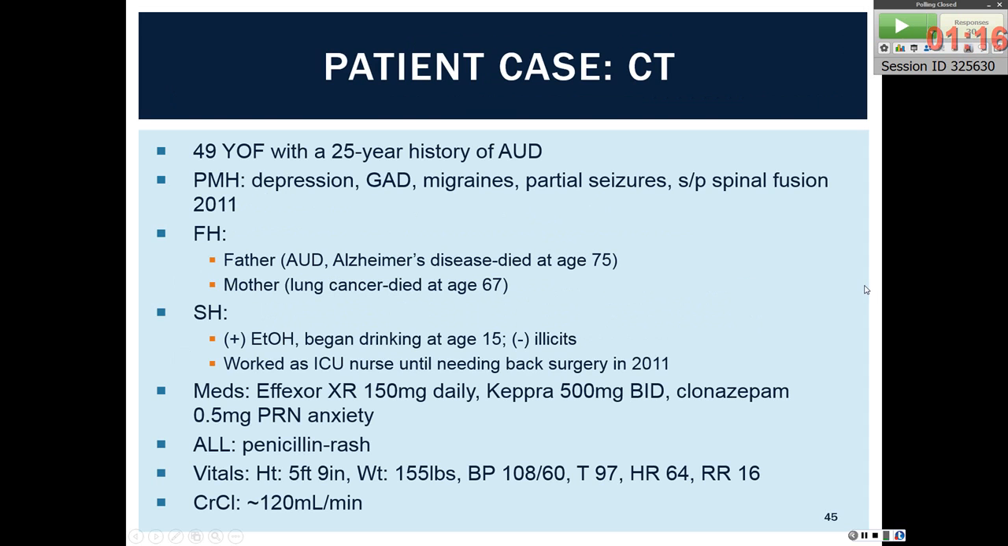So we have another patient case, and then we'll take a break. CT is a 49-year-old female with a 25-year history of alcohol use disorder. Her past medical history includes depression, generalized anxiety disorder, migraines, partial seizures, and she is status post spinal fusion in 2011. Her father had alcohol use disorder. He developed Alzheimer's disease and died at age 75, and her mother died of lung cancer at age 67. She, as we know, drinks alcohol. She began drinking at age 15. She denies illicit drugs. I think the 15 and the 25-year history don't add up, but ignore that.